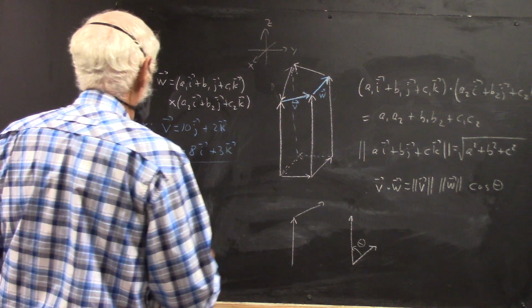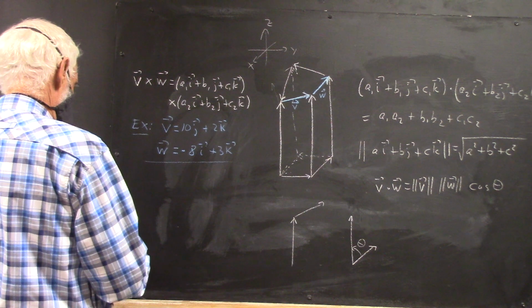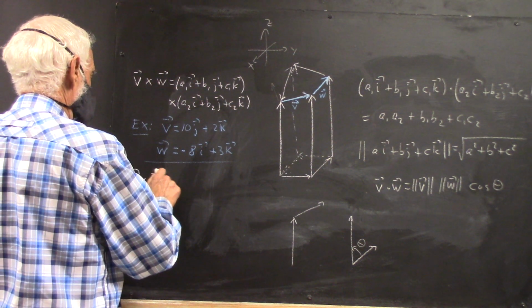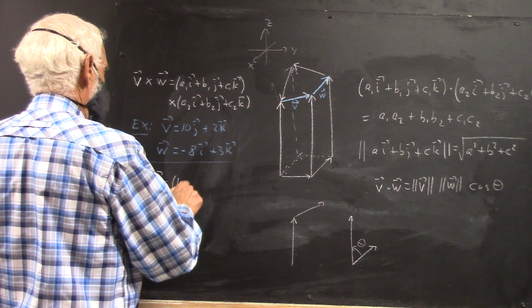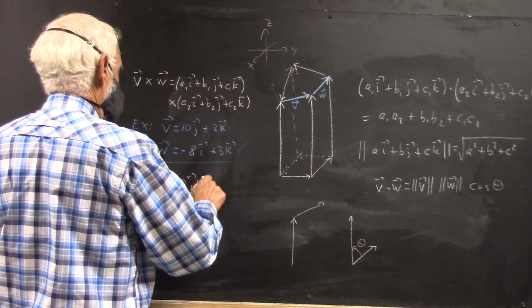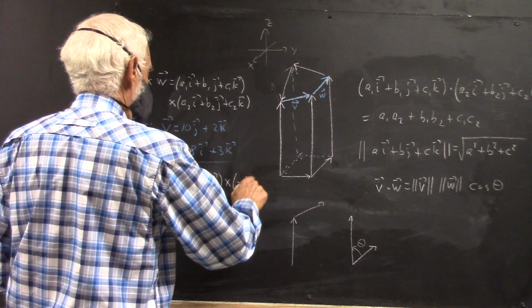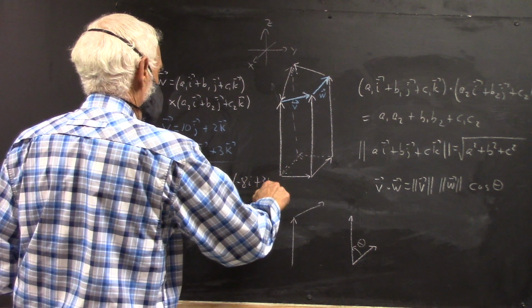So, okay, we got V and W here. Now let's quickly do V cross W. I'm going to do it in white because it shows up a little better. Blue's kind of pretty. V cross W is 10J plus 2K cross negative 8I plus 3K.